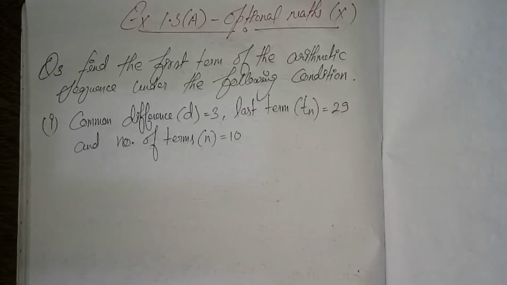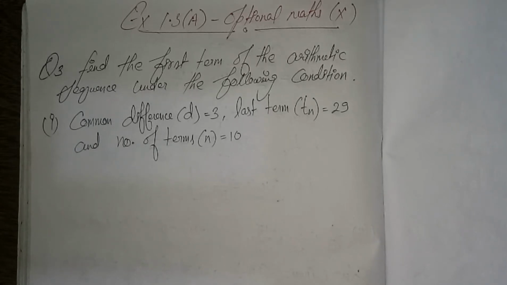So in the last video we completed question number 1 and 2 of exercise 1.3a from class 10 optional math. In today's video we are going to do question number 3, which is: find the first term of the arithmetic sequence under the following condition.